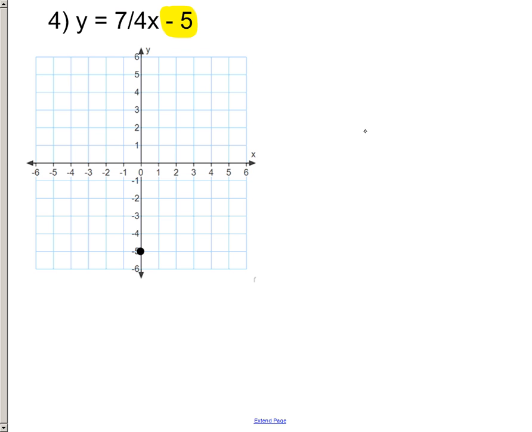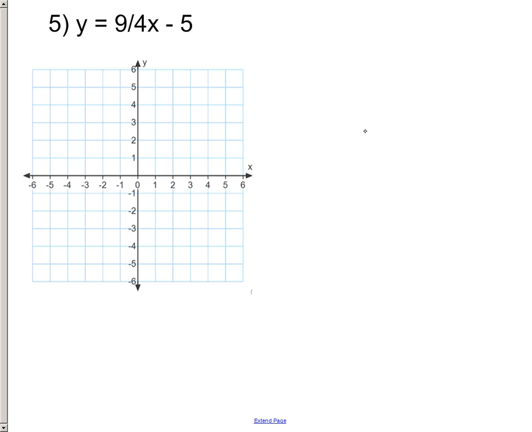Over here, I had to type out the fraction, so we'll get to that in a second, but your y-intercept is -5, so we'll put the dot right there. And hey, there's your fraction looking vertical the way you normally like to see it. It's a +7, so we move up 7 and then to the right 4.